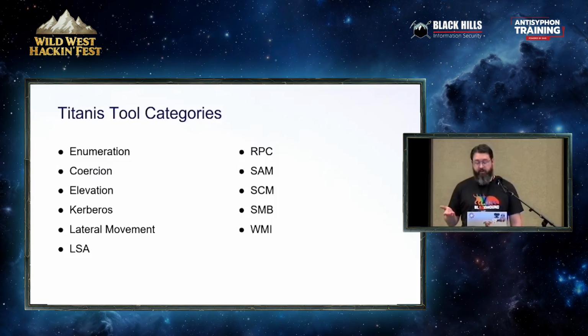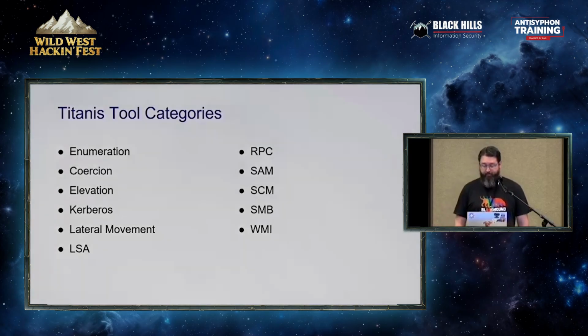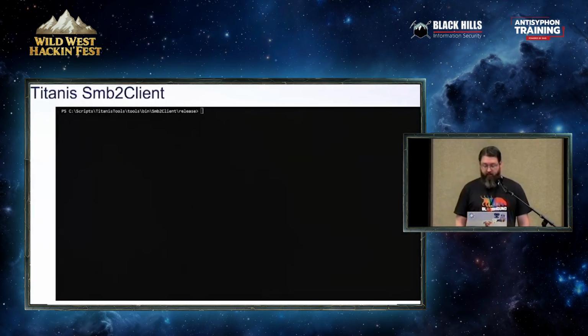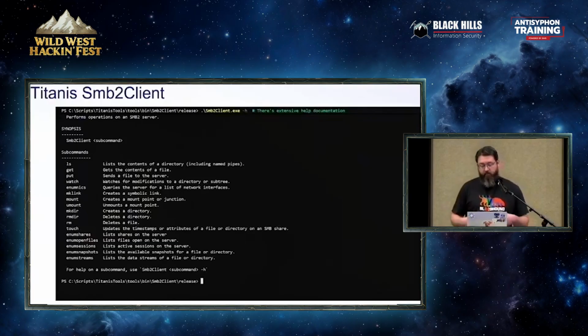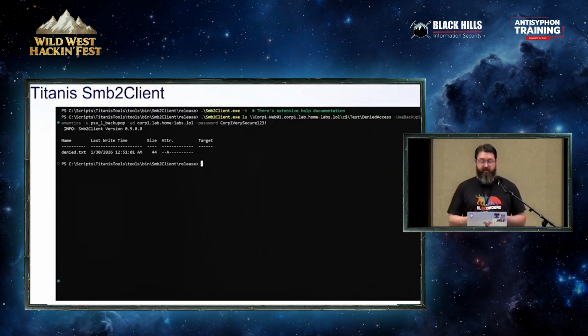They all support a really consistent command line structure. They're all SOCKS5 proxyable, and they all have really consistent output options as well. So here is using the Titanis SMB2 client. From a backup operator standpoint, I was most interested in this because it has a use backup semantics flag, which uses the file open for backup intent flag in SMB. All the Titanis tools have great help documentation.